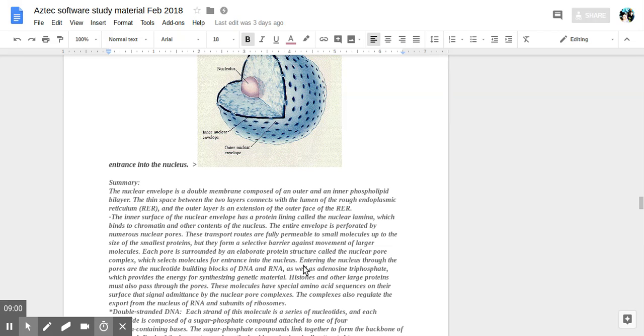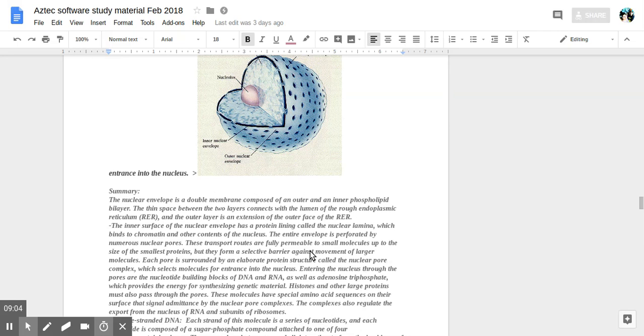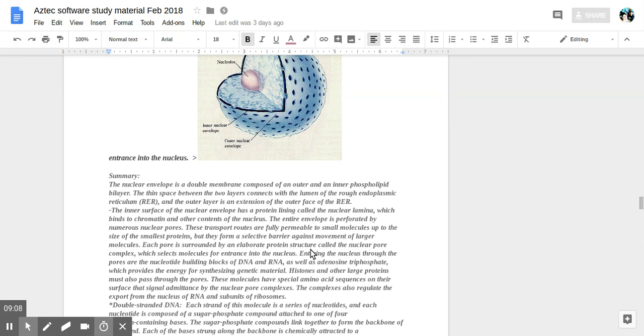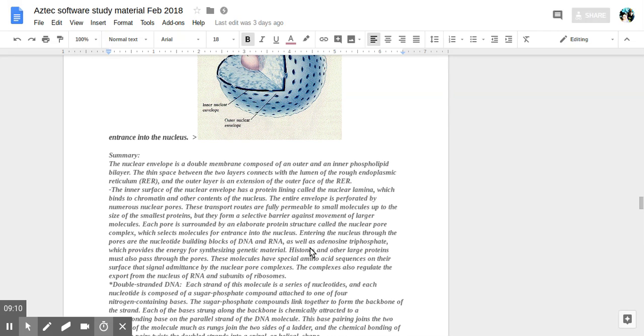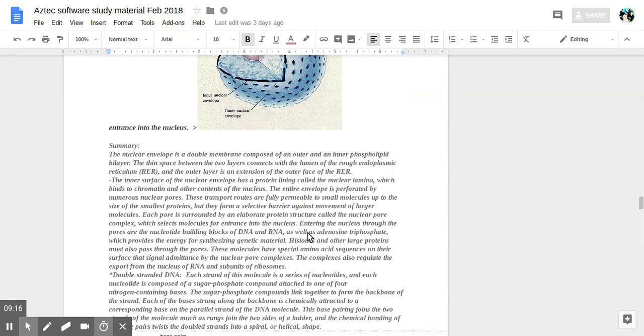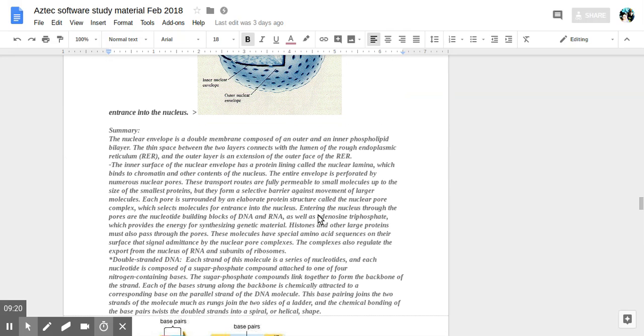Histones and other large proteins also must pass through the pores. These molecules have special amino acid sequences on their surface that signal admittance by the nuclear pore complex. The complexes also regulate the export from the nucleus of RNA and subunits of ribosomes.